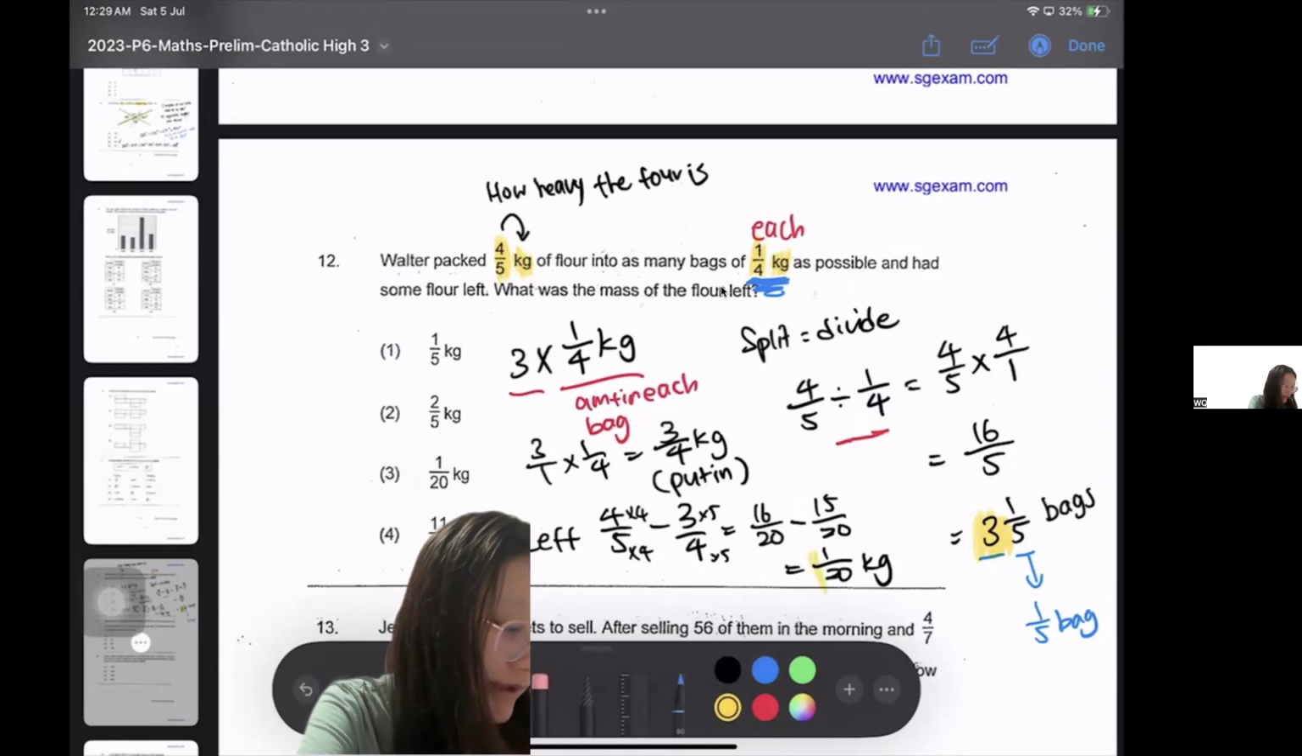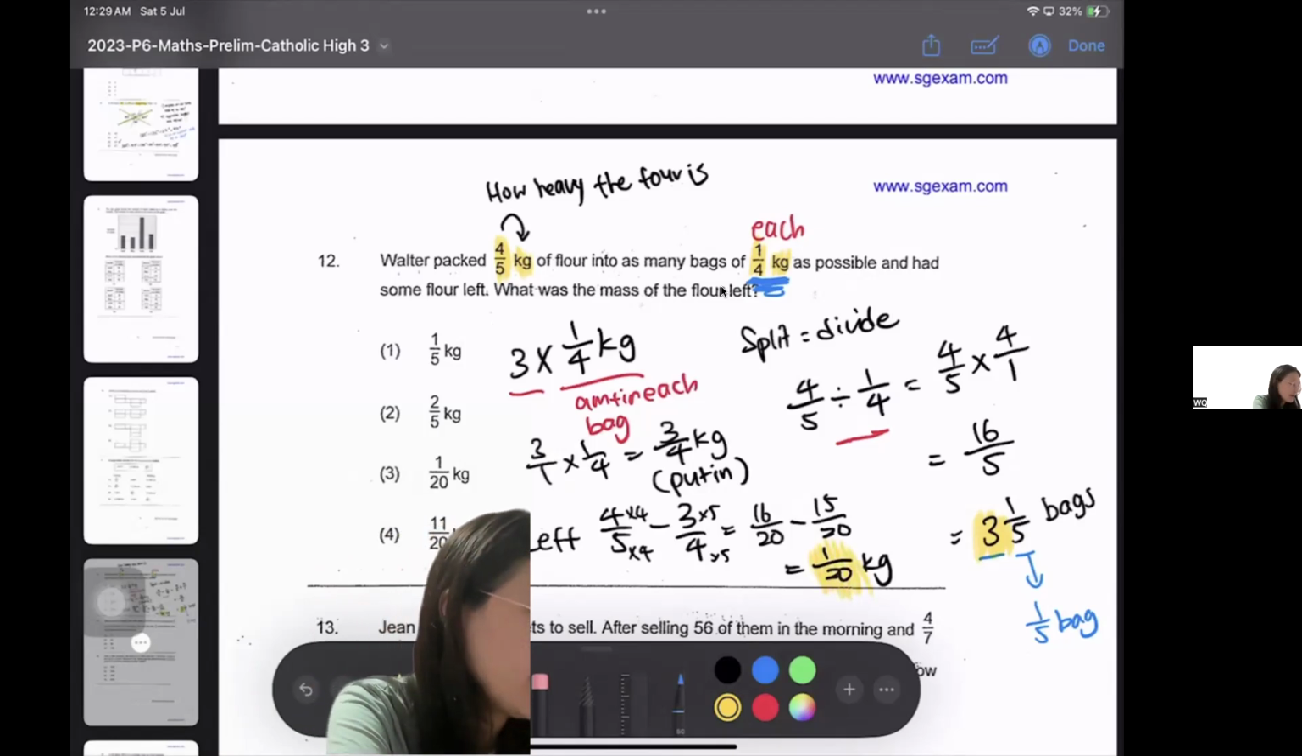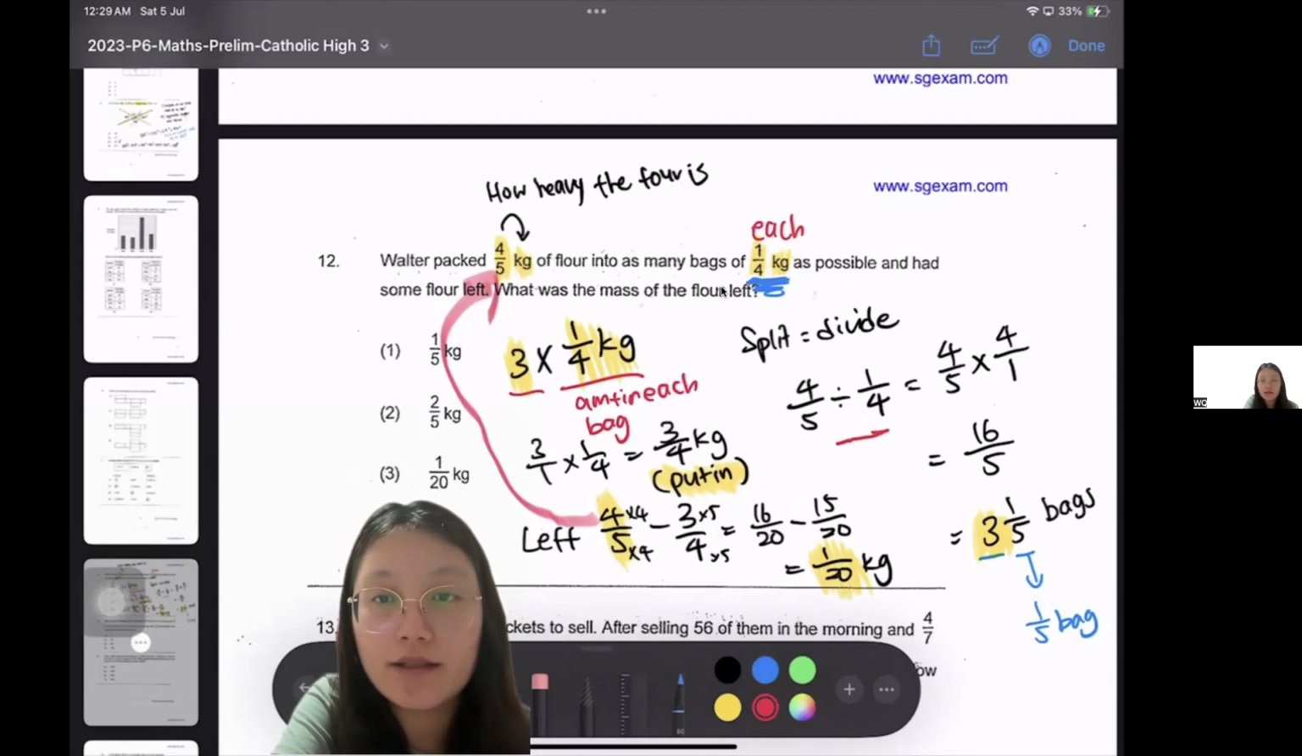So this is your second method. Your second method is firstly find how many he put in. How do you find how many he put in? You take the number of bags, which is 3, times the number of kg in each bag, which is 1/4 kg. Then you solve it, you get 3/4. Then you take the initial total, as you can see, the total is over here, minus away what he put in, which is 3/4. And then you solve it, you get 1 over 20.